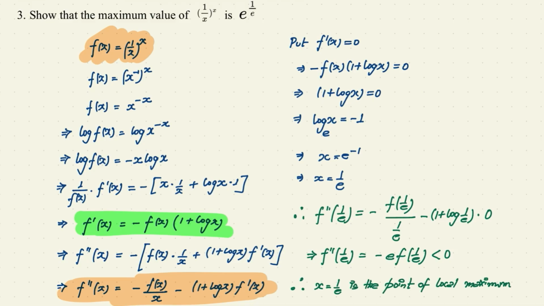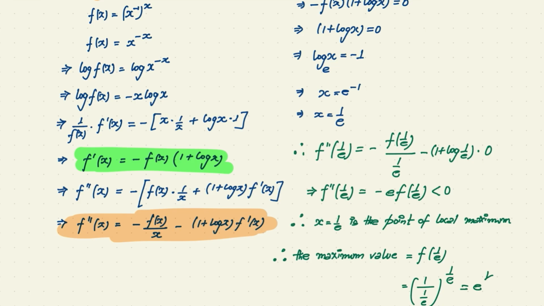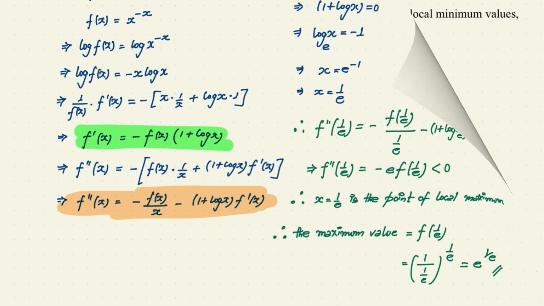And in order to get the maximum value, we have to put x equals 1 by e in the given function, that is f(x) equals (1/x)^x. Therefore, the maximum value is f(1/e), and this will be equal to (1/(1/e))^(1/e). So this will be equal to e to the power 1 by e, and hence the question was asking to prove the maximum value is e to the power 1 by e.